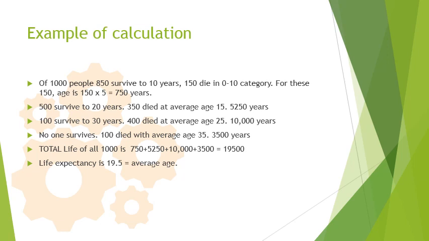That is 750 for the 150 people who died in the 0 to 10, 5,250 for the 350 who died at average age of 15, 10,000 for the people who died in the category between 20 to 30, and finally 3,500 for the last category, 30 to 40 years. Add up all of these numbers and you get 19,500. Divide by 1000, which is the total population, and you get 19.5 is the average age of this population.